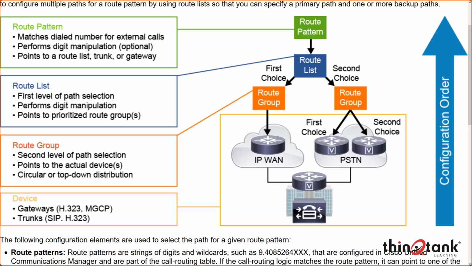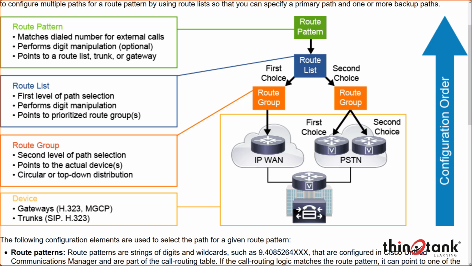A route list is an ordered list of route groups, meaning top-down processing. So the first group in the list is going to be processed first. The second group in the list is going to be processed second. And guess what the route groups point to? The route groups point to trunks and gateways.